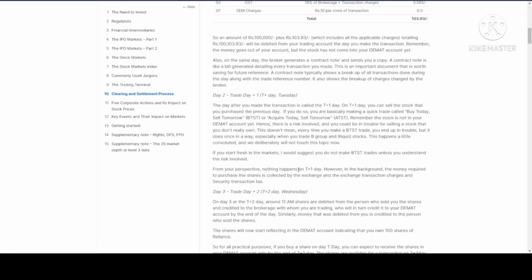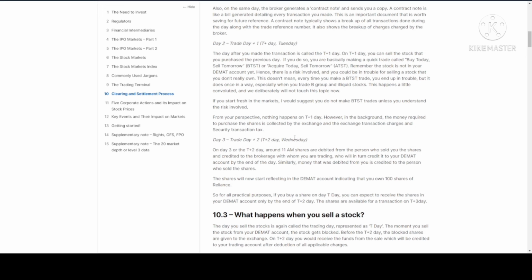From your perspective, nothing happens on T plus 1 day. However, in the background, the money required to purchase the shares is collected by the exchange, and the exchange transaction charges and security. Day 3, T plus 2 day.